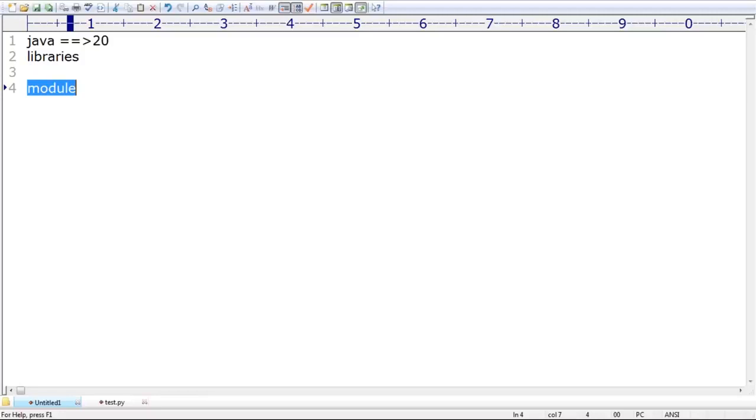Then automatically you may ask, what is a module? A module is nothing but something which contains a group of methods, a group of functions, next variables, next classes. So any Python file acts as a module.